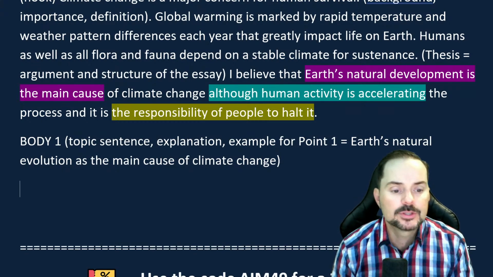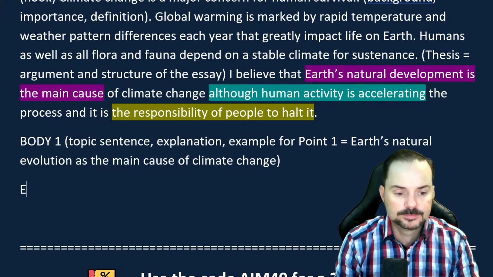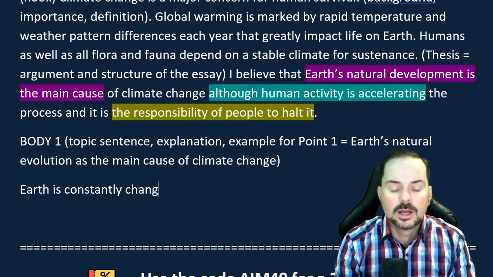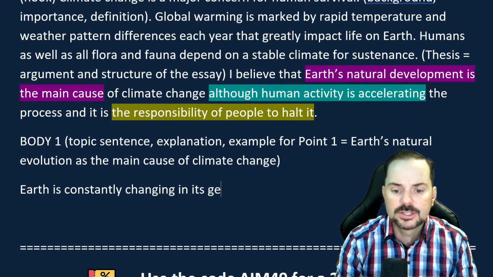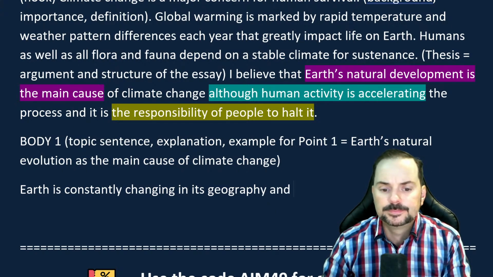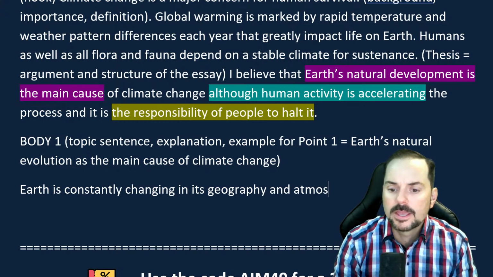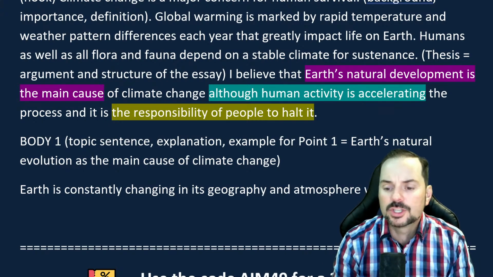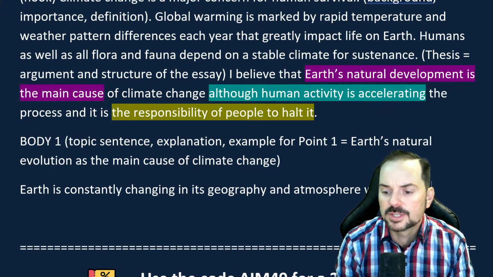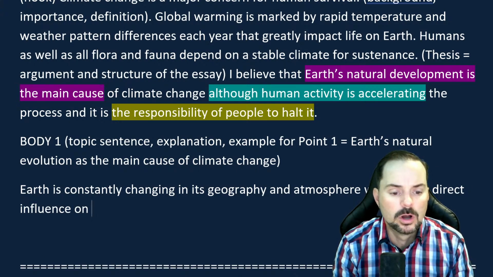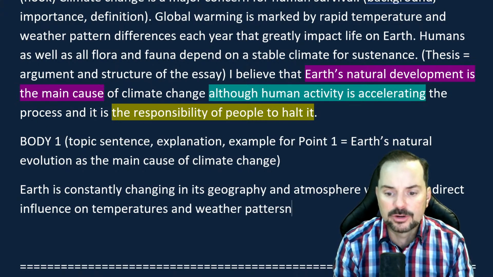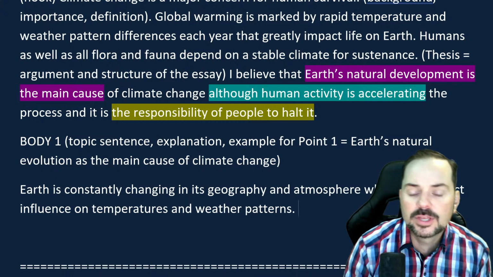Okay, so Earth is constantly changing in its geography and atmosphere, which has a direct influence on temperatures and weather patterns. Okay. All right, so that's my topic sentence.